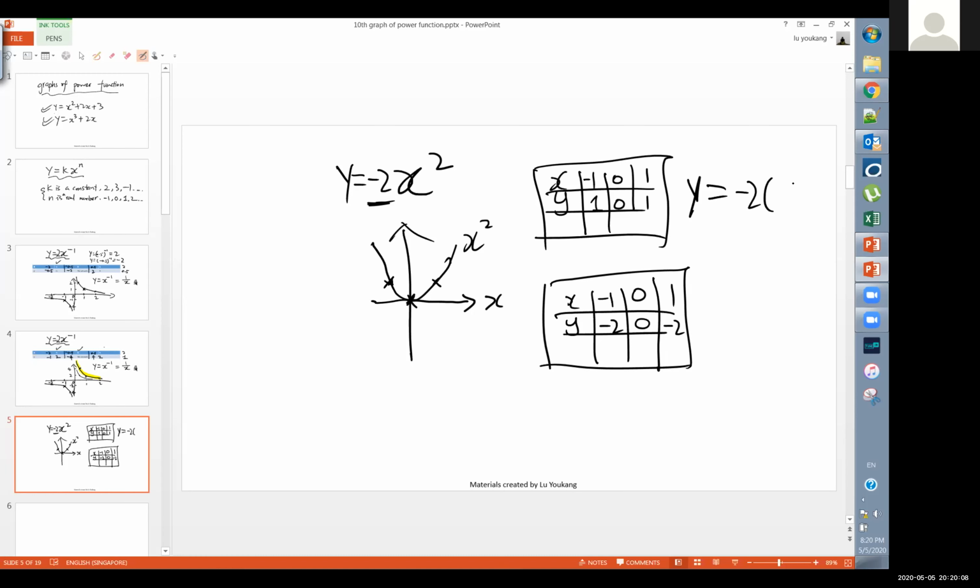Oh, who's got a square? How can you make this silly mistake again? Huh? Okay. So, over here.